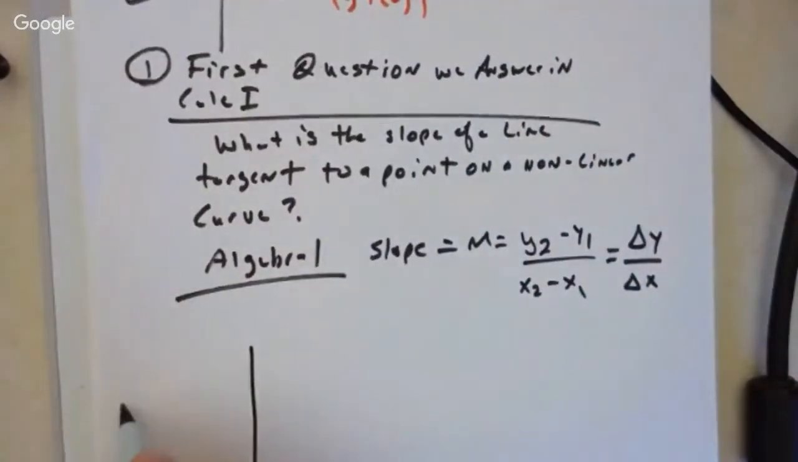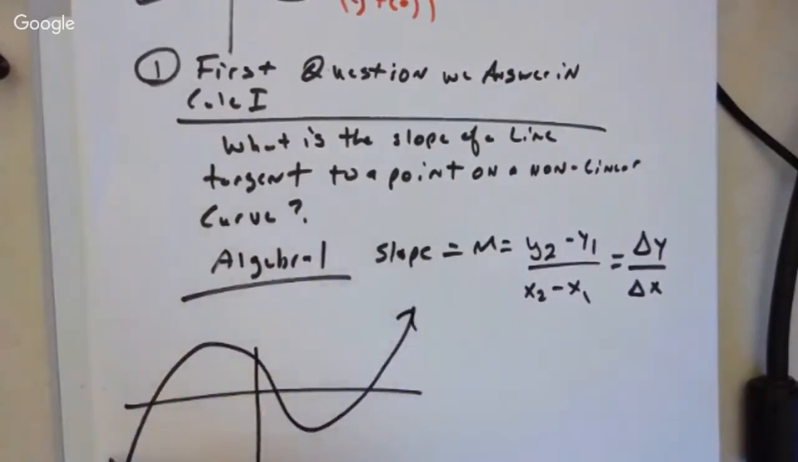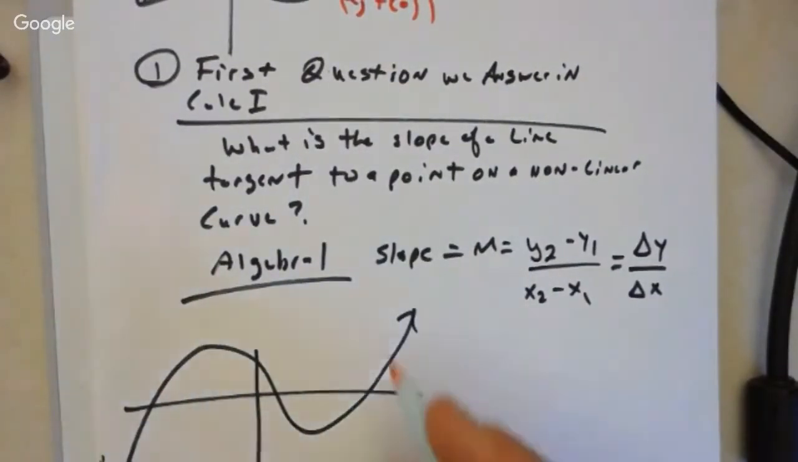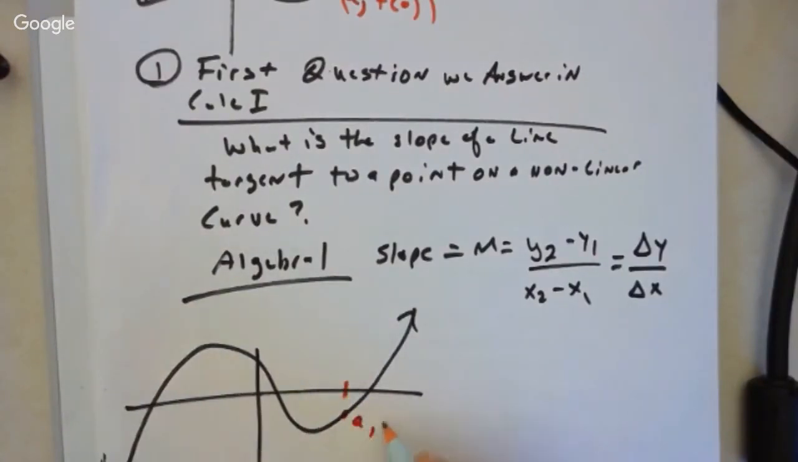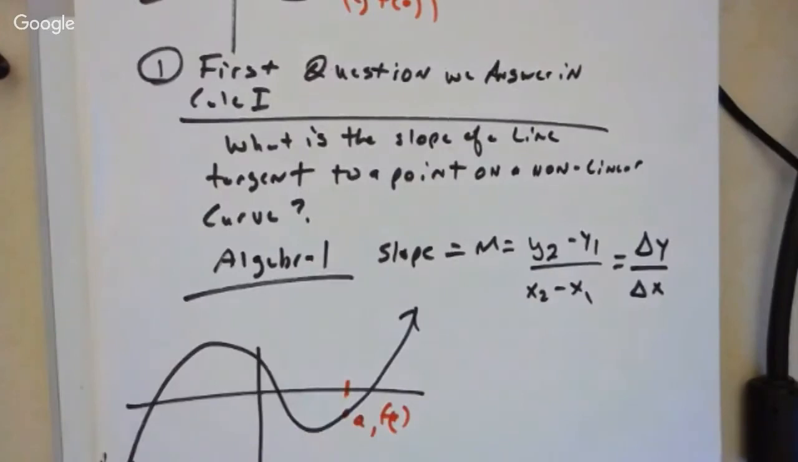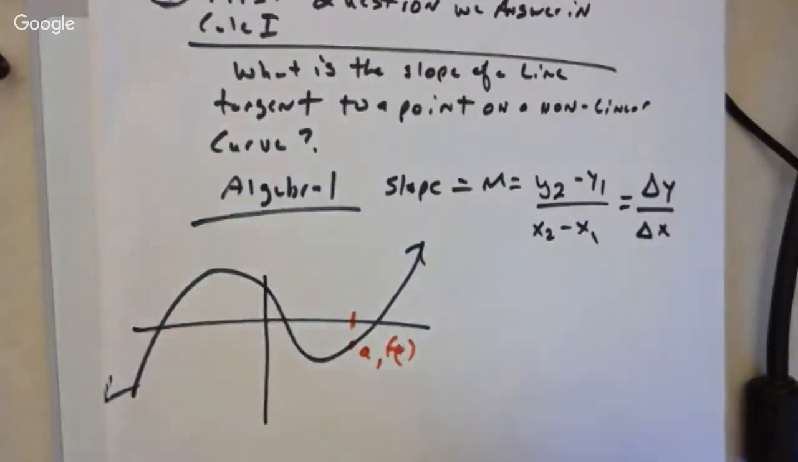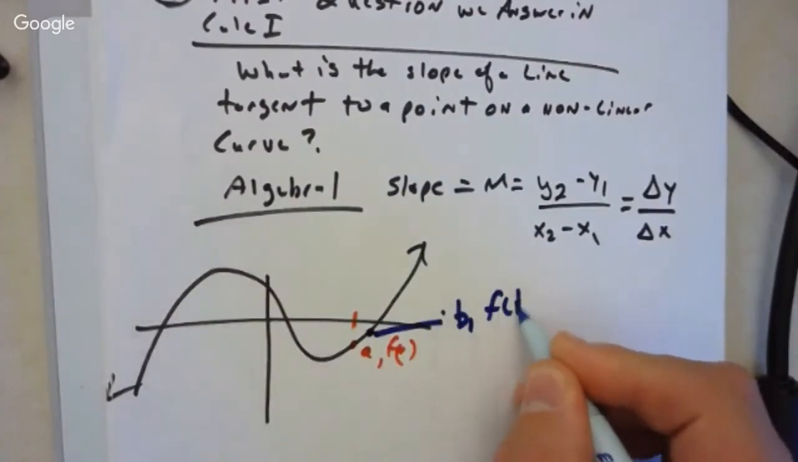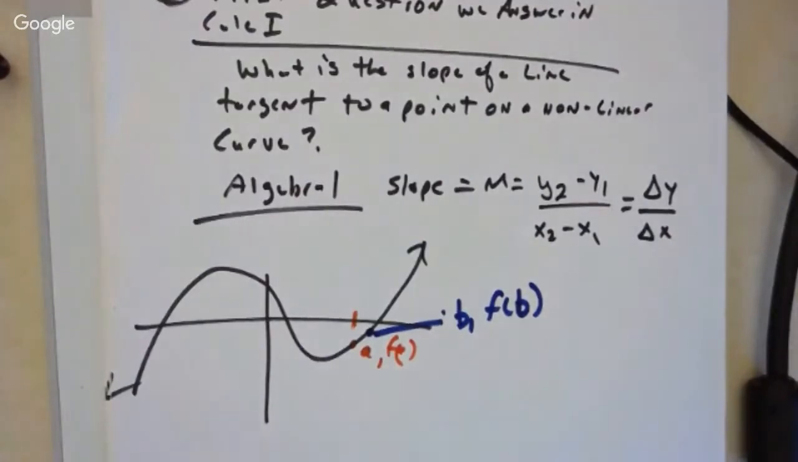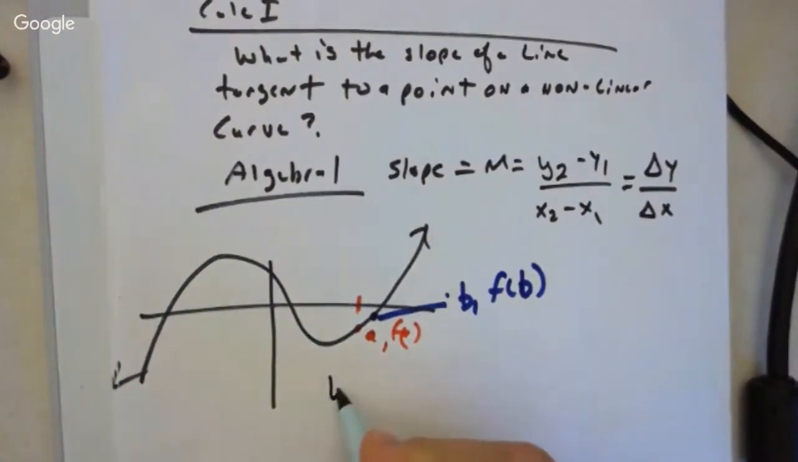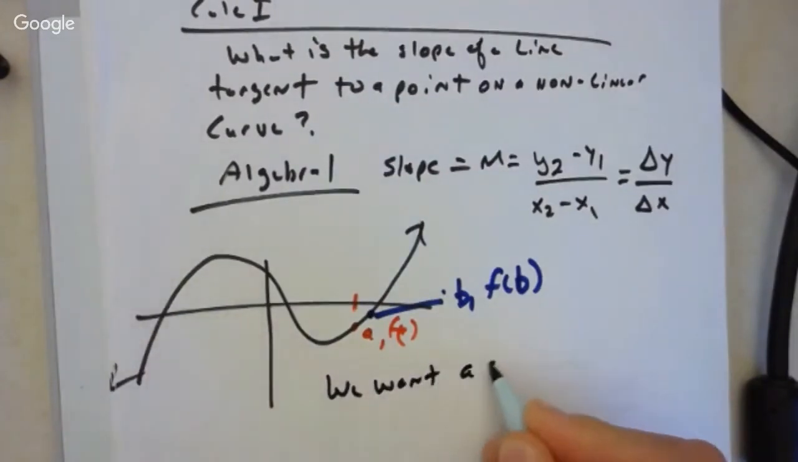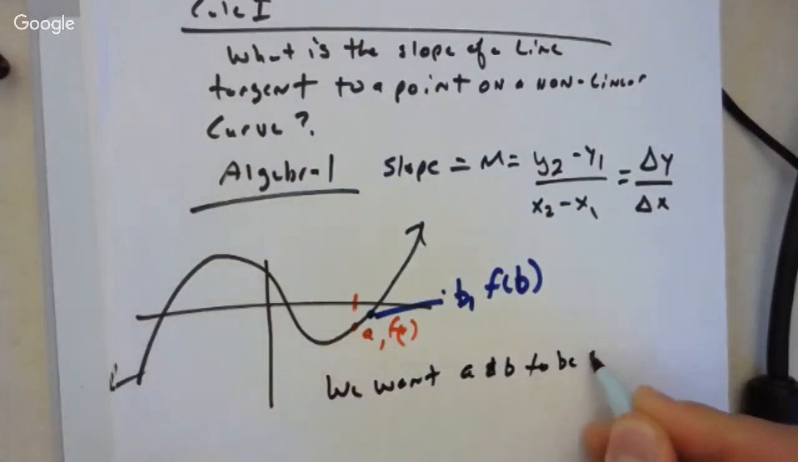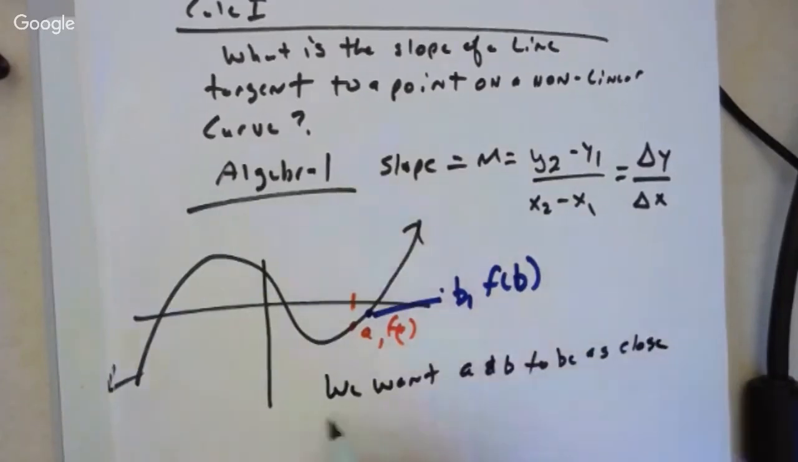So let's draw that curve again. And here it roughly is, kind of looks the same. So there's our point A that we draw in. Well, then we found some point that was close to it. Let me use another color. Let's find this point B here. So we plug in a point B, and that gives us f of B. And what did we want to do? We want A and B to be as close as possible.